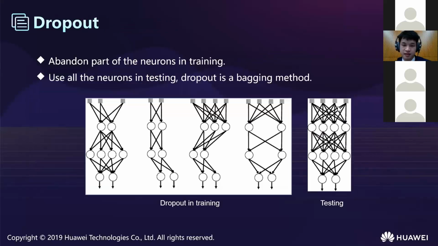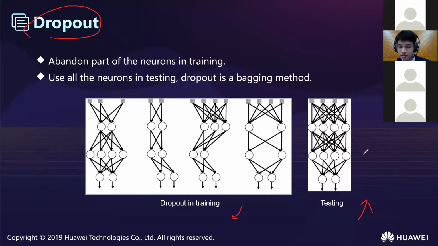Okay. And the last method, I will introduce, is dropout. So what is dropout? It's very easy to understand. We can just use part of the neurons when we do the training, but use all the neurons in testing. That is dropout. It means we reduce the power in training, but enhance the power in testing. And then we can solve the overfitting problem.